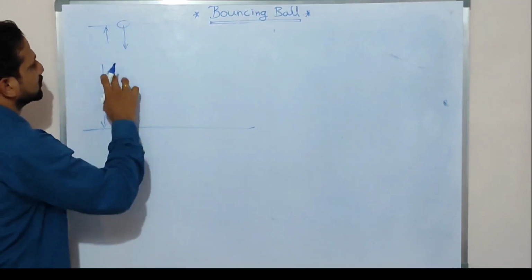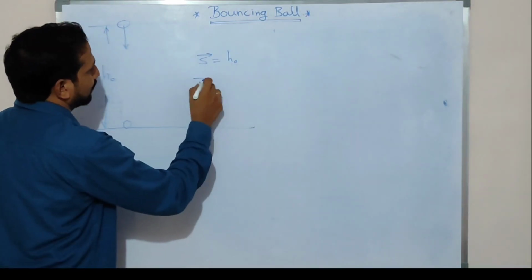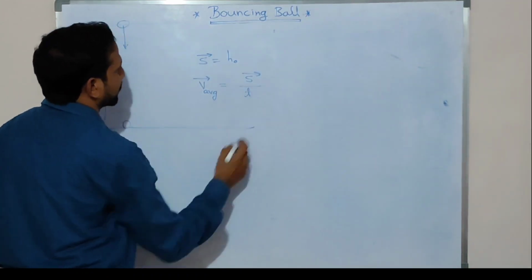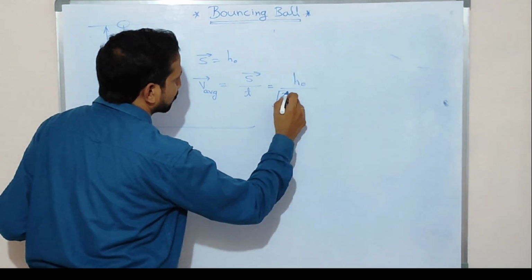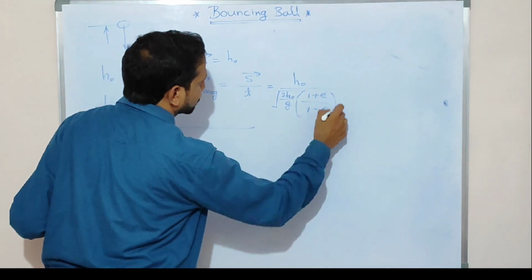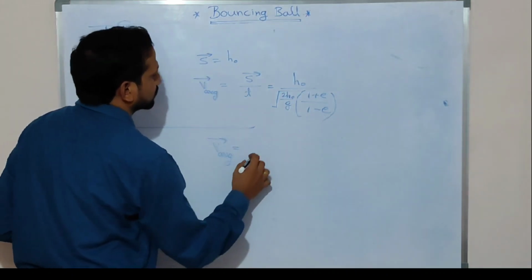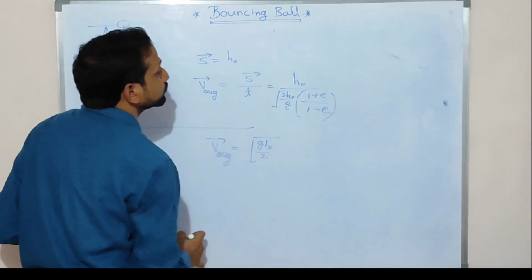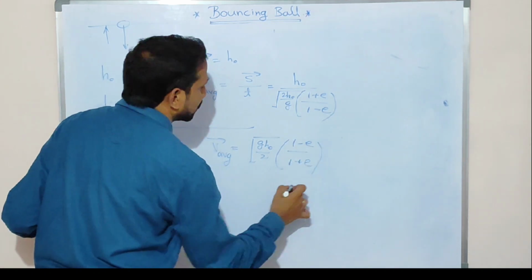So the final and initial displacement is h naught. So the total displacement is h naught, and the total time is under root of 2h naught by g into (1 plus e) by (1 minus e). We can rewrite this: average velocity equals root of g h naught by 2 into (1 minus e) by (1 plus e).